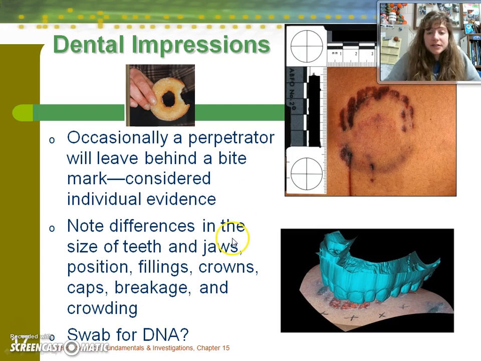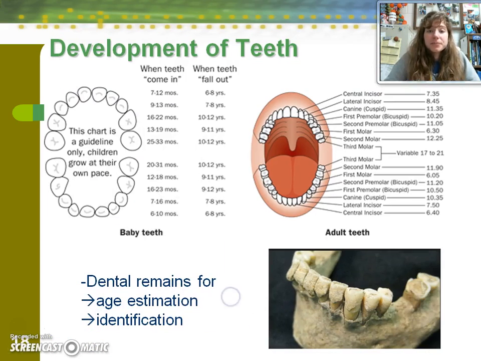There are many differences in all of our teeth, from the size to the jaw position, fillings, crowns, any kind of dental work that's had done. And you may be able to get DNA from where the saliva or cheek cells were deposited on that substrate. Teeth development can also give us a clue as to age, perhaps of a victim post-mortem. So age estimation as well as identification of that individual if we can compare it to dental records.